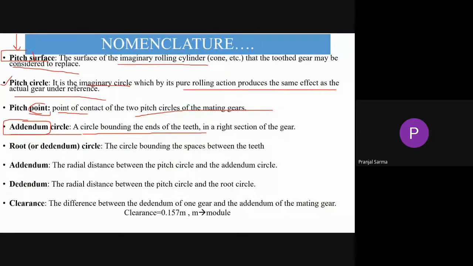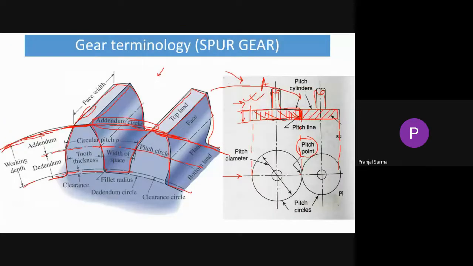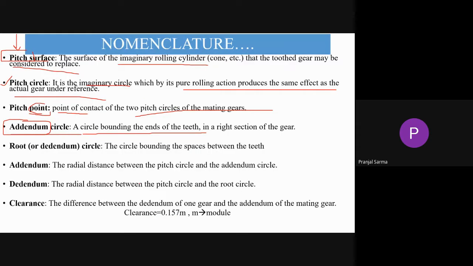Root circle or addendum circle. Now, here, whatever circle we can draw through the root portion, this one is the root circle. And whatever circle goes through the addendum portion, that is the addendum circle. Through the addendum portion, the circle that is passing through is the addendum circle.